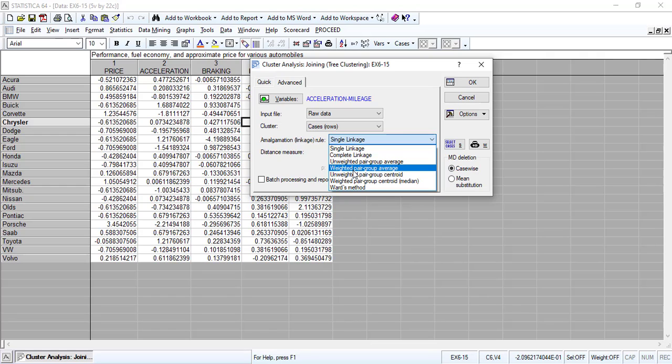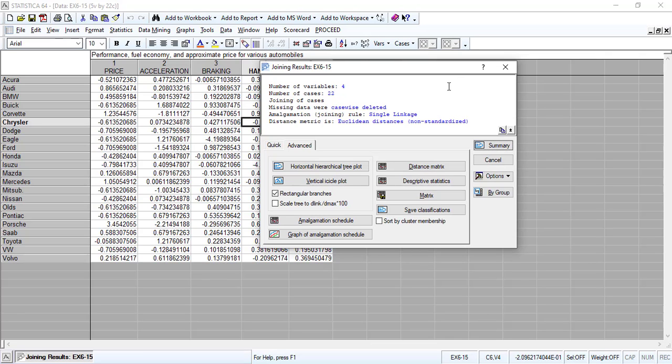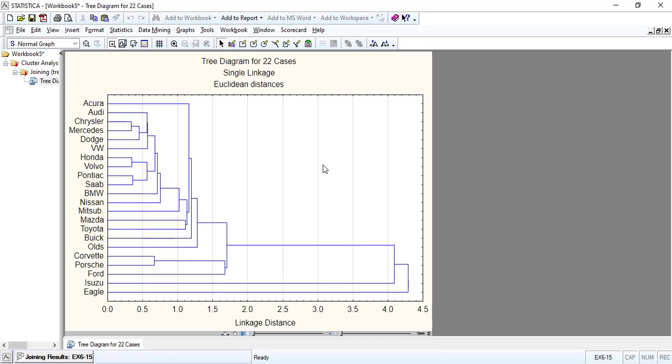Okay, just choose okay. And you can find the horizontal or vertical plot. Okay, tell me how many groups you want to classify would be appropriate. 4. Okay. 1, 2, 3, 4. Or 1, 2, 3. But Eagle and Isuzu are very special. Just one car is one group. Eagle.